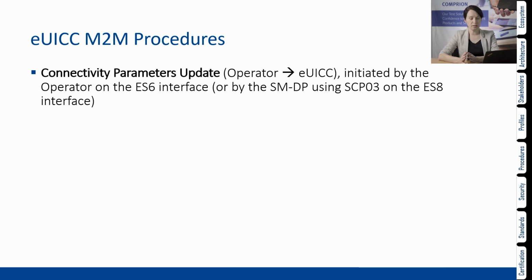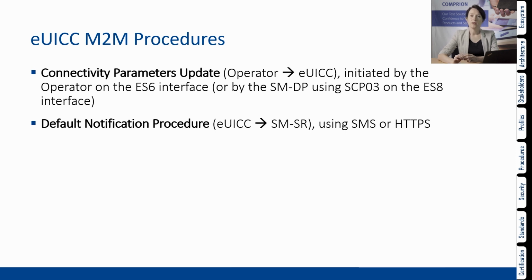They can be updated, and this goes as well from the operator to the EUSSC. They're initiated by the operator on the ES6 interface again. Alternatively, it can go via the SMDP, but then some different protocols have to be used because this is important information. So SCP03, Secure Channel Protocol 03, is used on the ES8 interface.